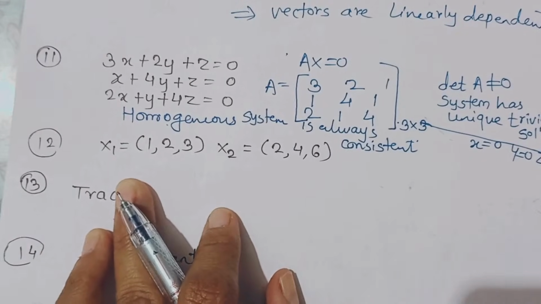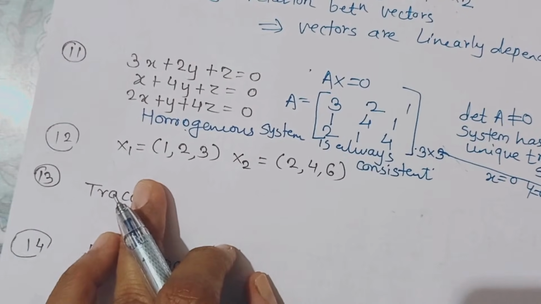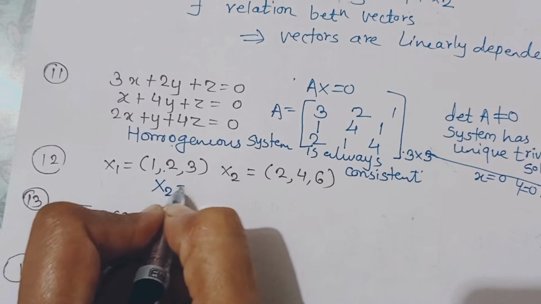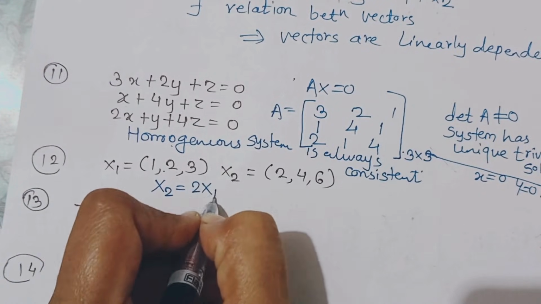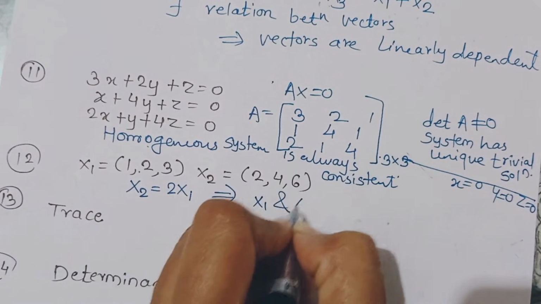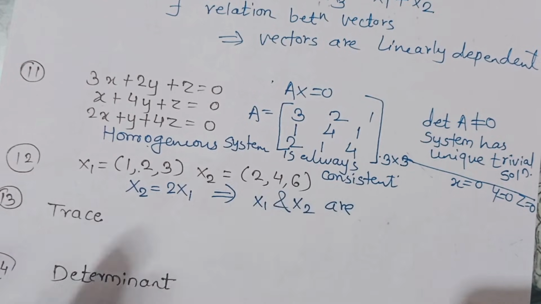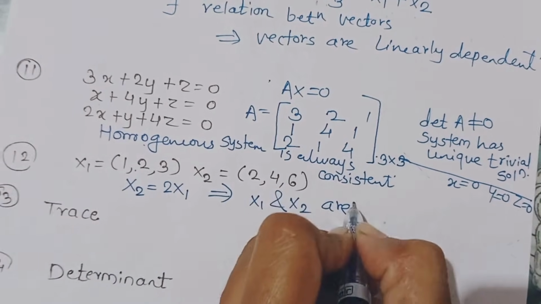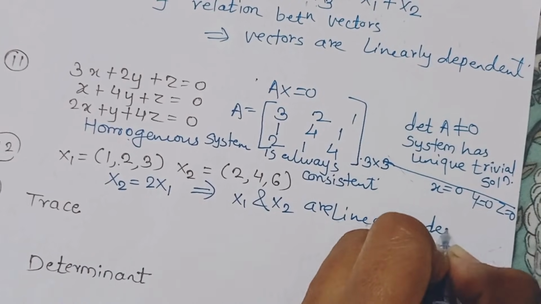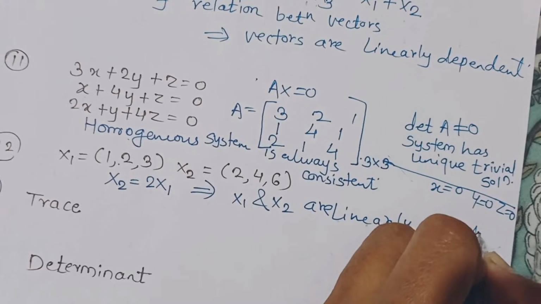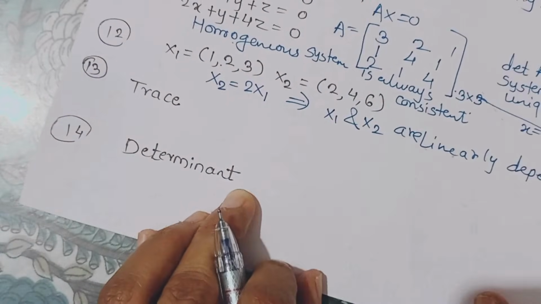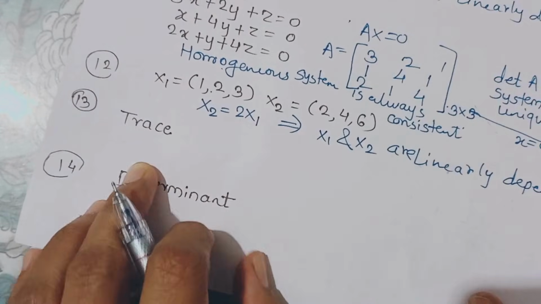Next question, we have to examine whether the vectors are linearly dependent or not. Again, there is a relation between x2 and x3, that is x2 is 2 times x1. There is this relation, that means x1 and x2 are linearly dependent.